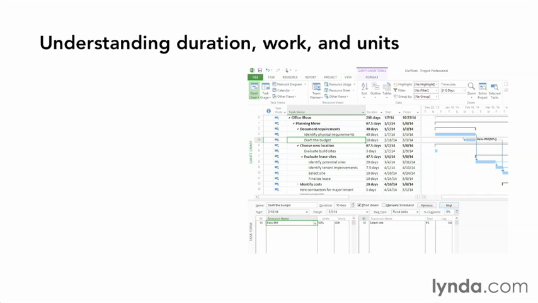Work represents the person hours it takes to complete the task. For example, a task has a duration of 5 days, but you're going to spend only 10 hours on the task. The work is 10 hours.